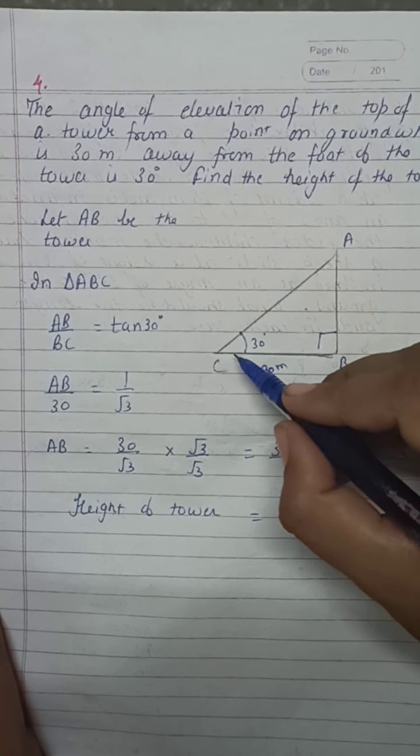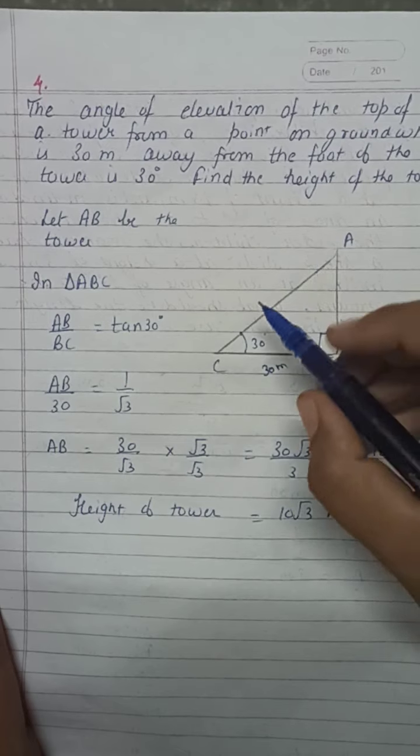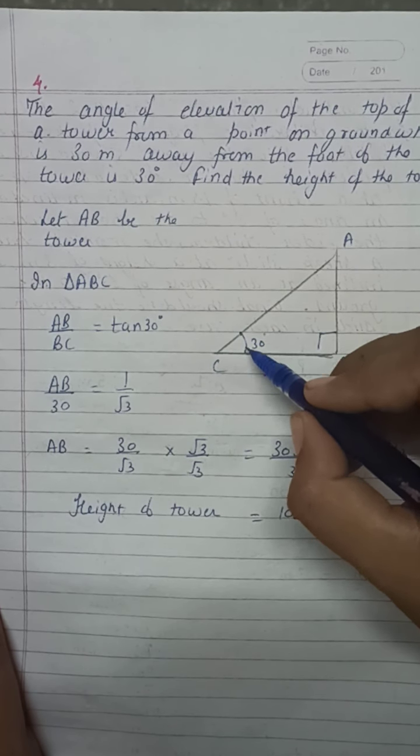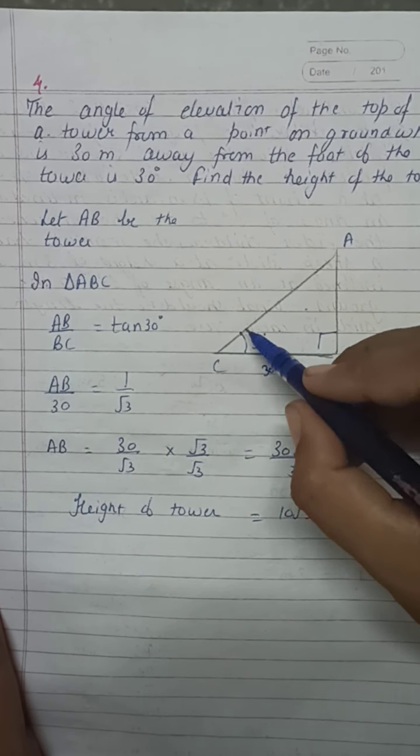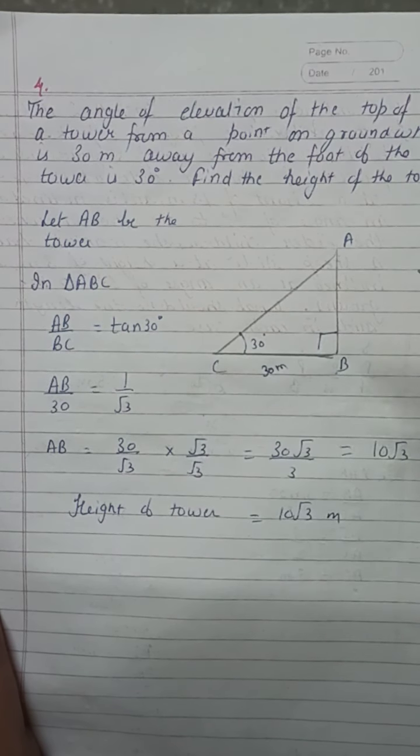What is the meaning of angle of elevation? When a person stands here at the point C and he looks at the top of the tower and the angle will be 30 degree, so that will be the angle of elevation. Now what will I do?